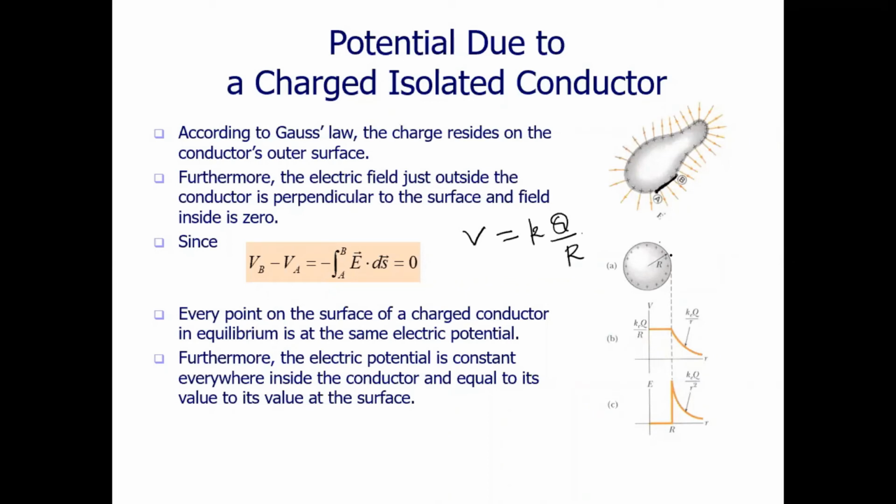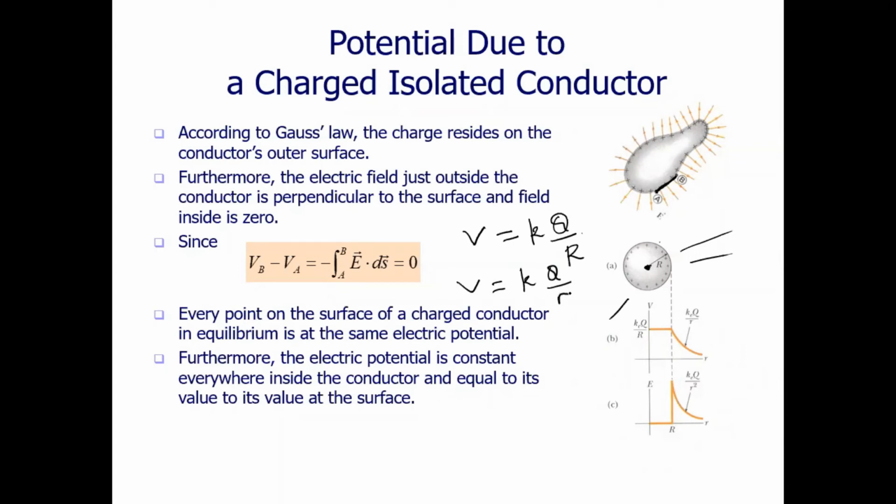What about outside? Remember what we had said? If you have a sphere, you can assume that it is the same as a point charge at the center. It will behave in the same way as a point charge at the center of that sphere. So it means that for all the points that are outside, the potential can be written as K times Q over this R.